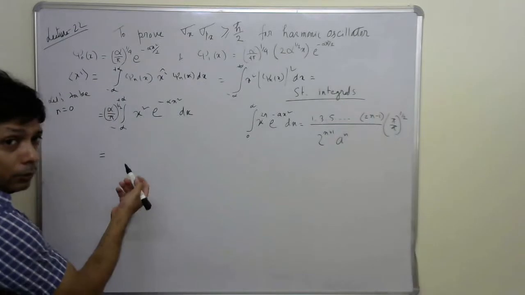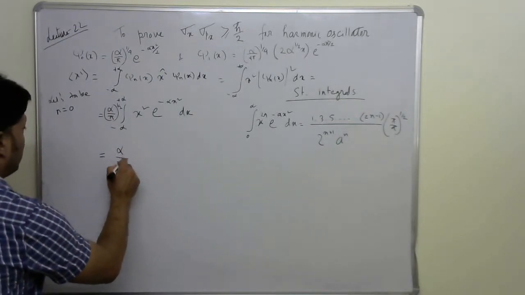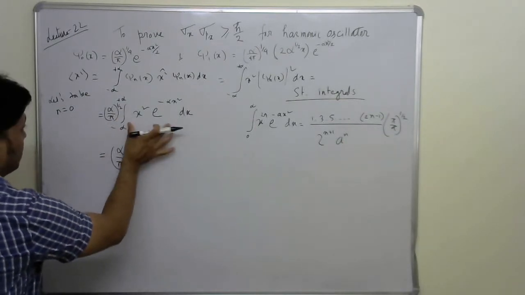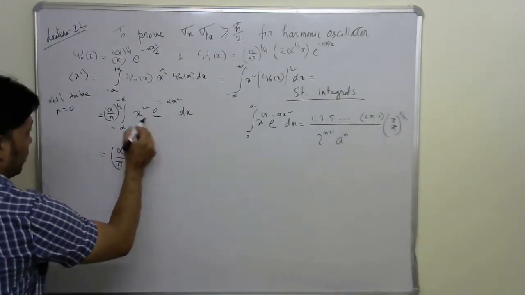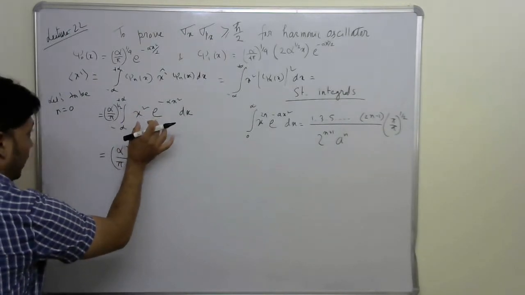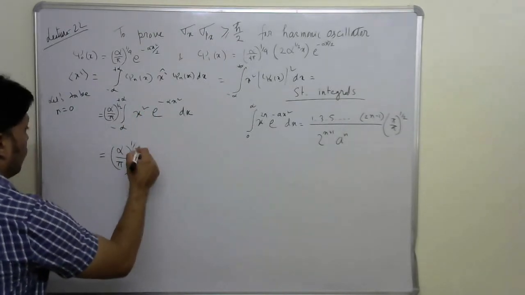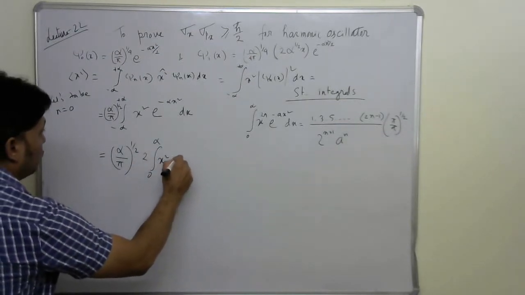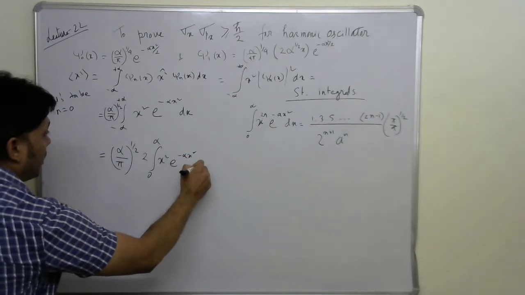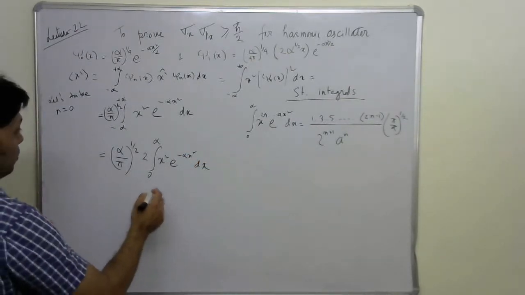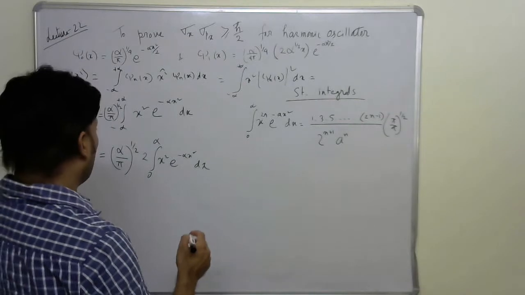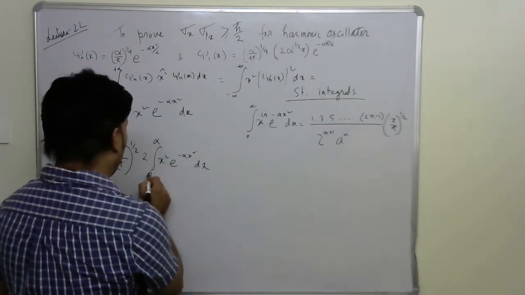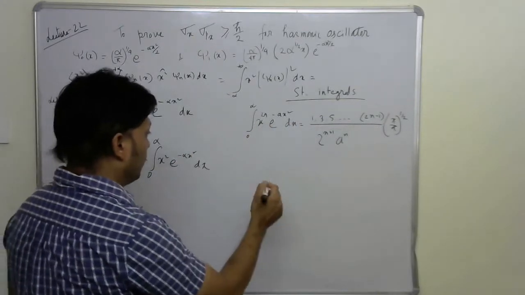Let's simplify it here. This value is equal to alpha divided by pi to the power half, then the integral from minus infinity to plus infinity. This is actually an even function. So for an even function, we can write twice the integral from 0 to infinity of x square e to the power minus alpha x square dx. That we can easily write, and now we are going to apply the standard form to this integration.